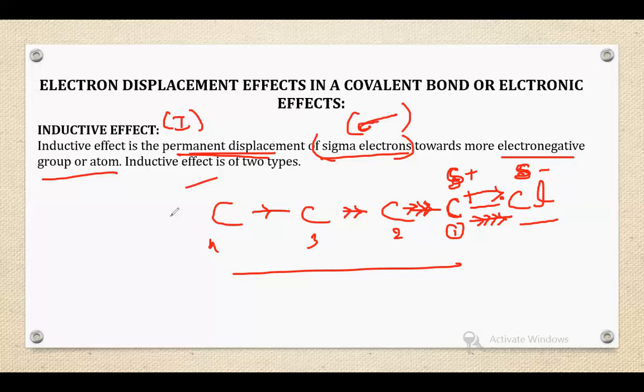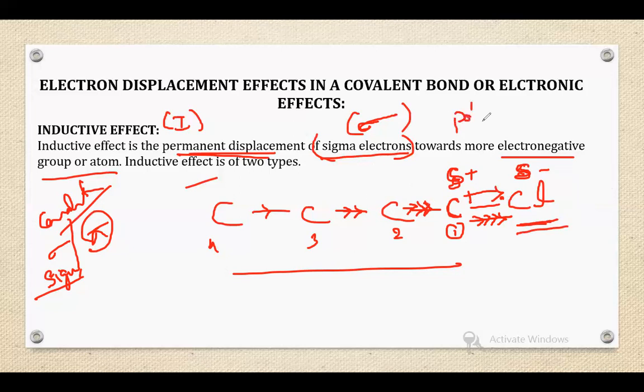Displacement of sigma electrons. We know that the first and most basic bond formed is the sigma bond, and the next, the double bond, is the pi bond. In the first bond itself, a covalent bond is formed. In that covalent bond, the shared pair of electrons shifts, displacing permanently towards the more electronegative group. Due to this, permanent polarity will be generated, due to the inductive effect.